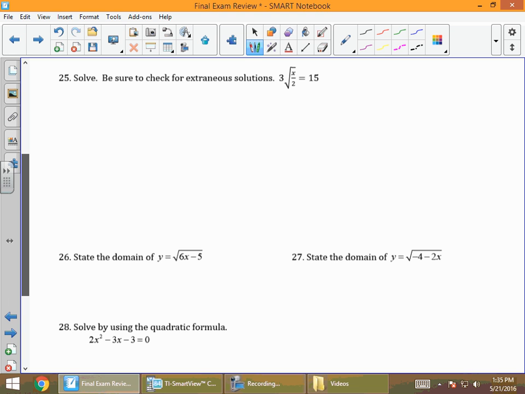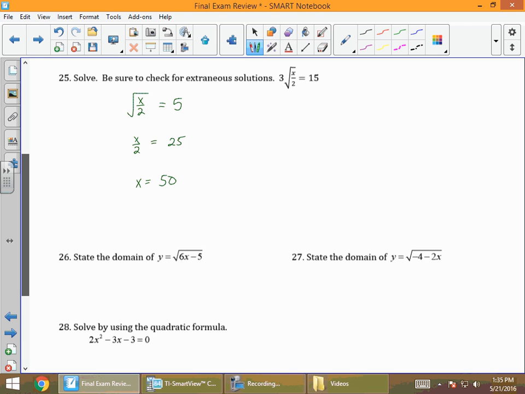Number 25, first thing I'll do is divide both sides by 3. Divide the right side by 3, I get 5. Now I need to square both sides. So square gets rid of the square root. Squaring 5 gives you 25. Multiply both sides by 2 and get x to be 50.